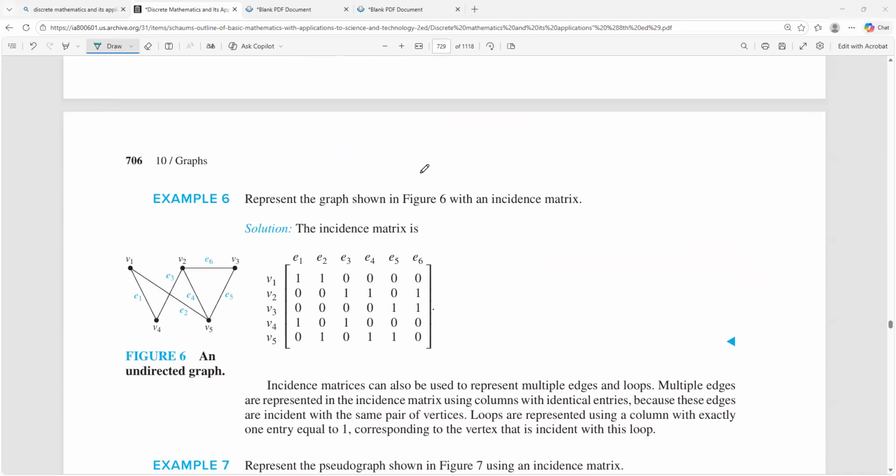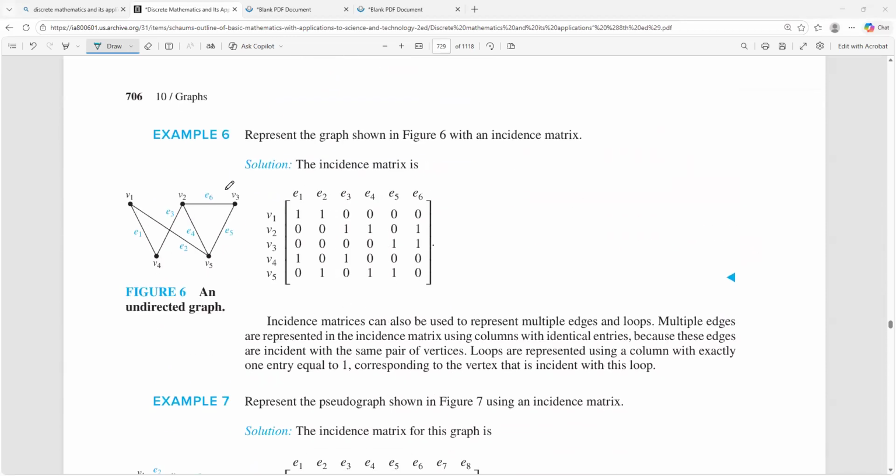Okay, incidence matrices. What were the other topics you wanted to go over? Isomorphism. Okay.